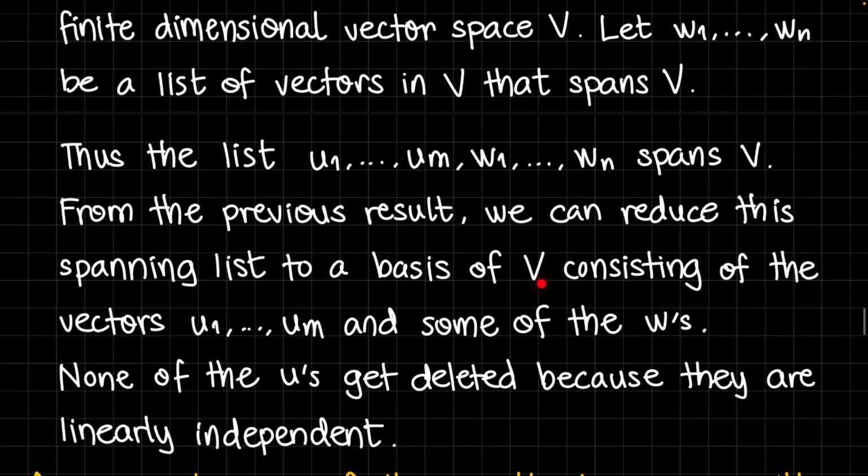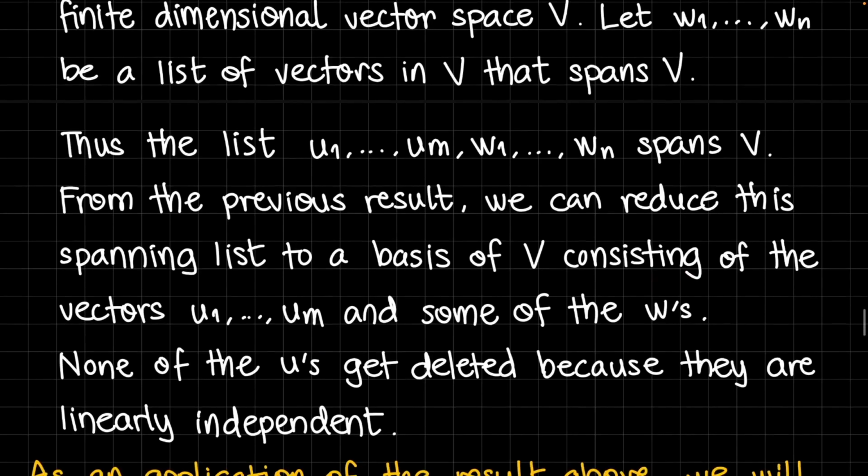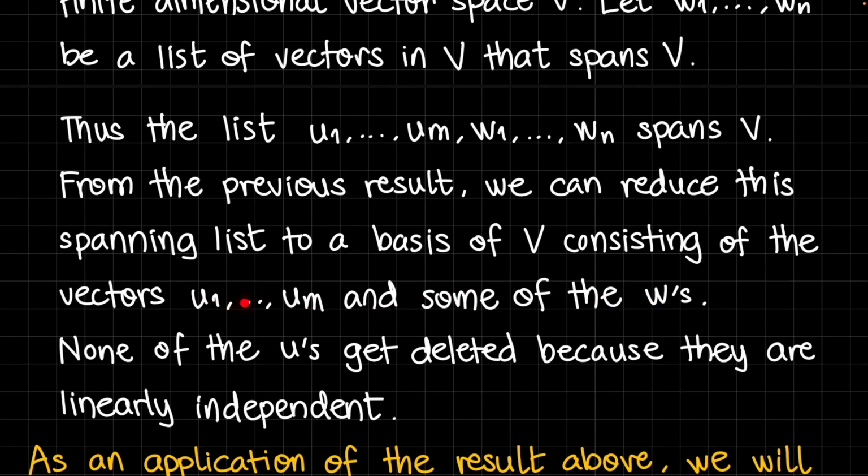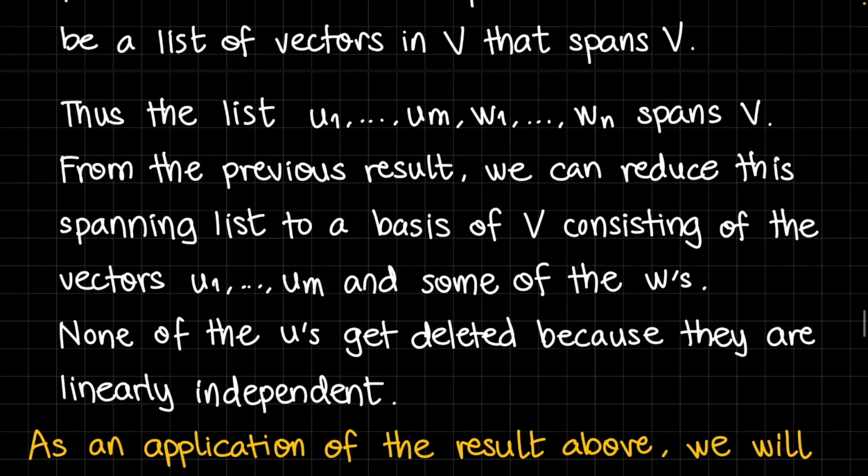And the final basis that we end up with will consist, however, of all the u1 through um and some of the w's. Why will it have all the u's? Because in the process we had before, we were deleting vectors that were linearly dependent on the vectors that came before them on the left hand side. So when we are parsing through the u's, we look at u1, we'll keep u1 because it's non-zero.